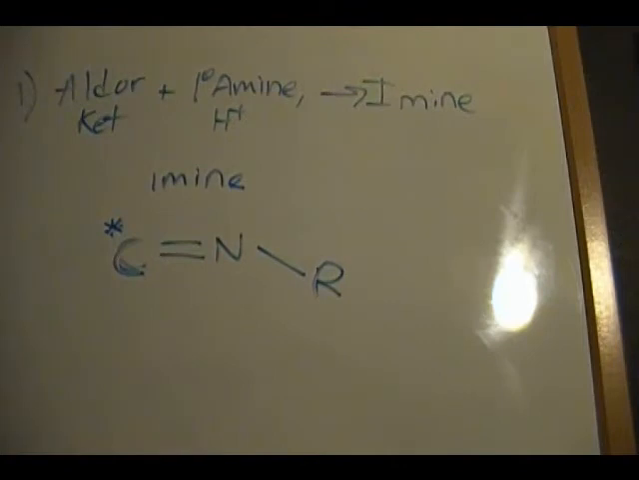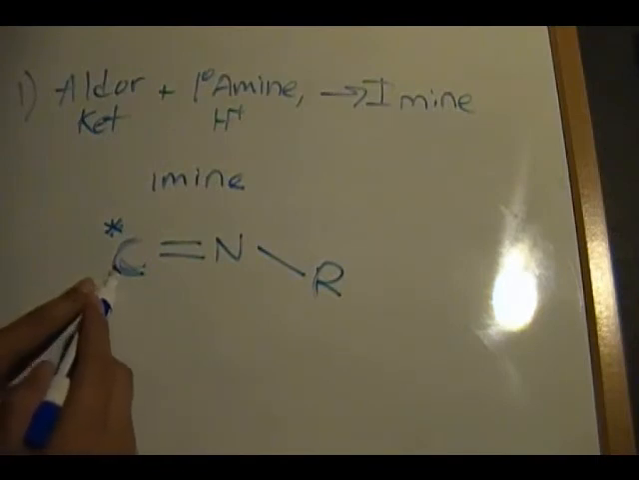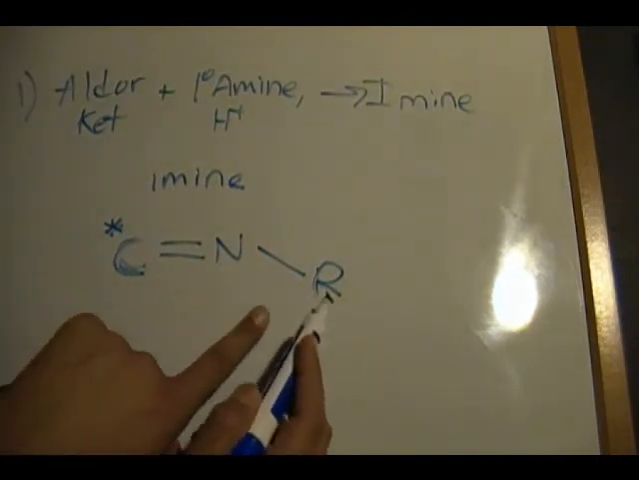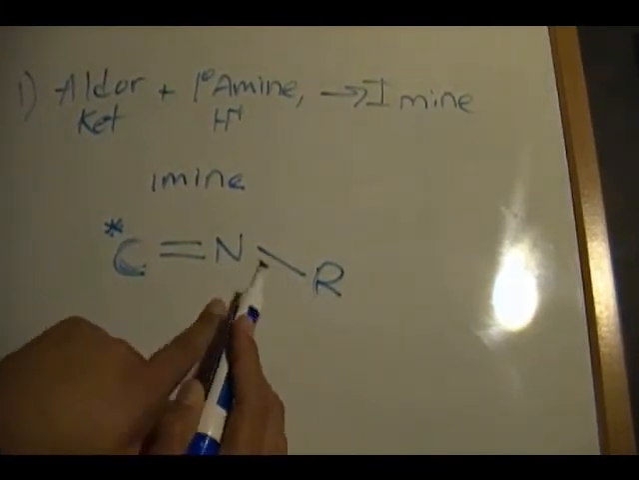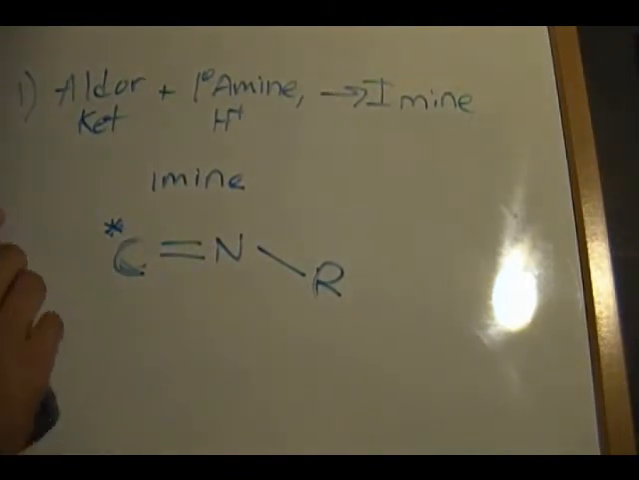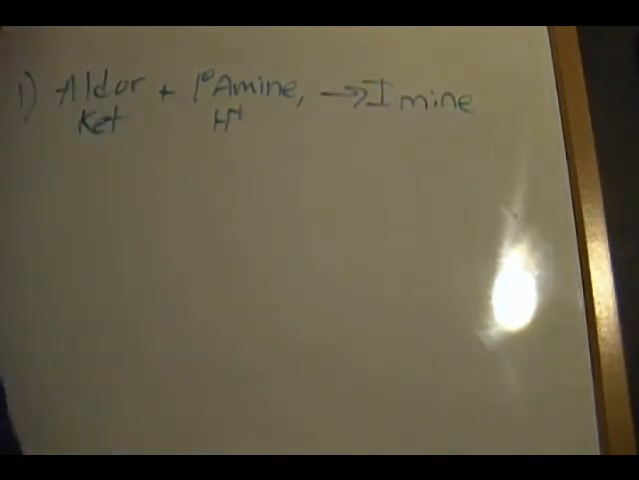Again, right now it's a little bit confusing, and some of you may be thinking, what is this guy talking about? But trust me, make sure you understand this image right here. Make sure you memorize this image. Again, it's your star carbon double bonded to a nitrogen with the R group hanging off the nitrogen. And let's get right into some reactions.